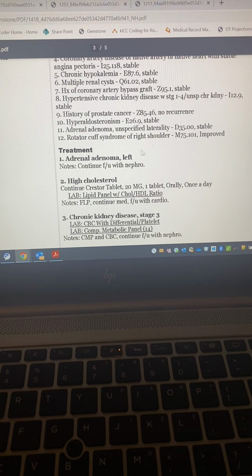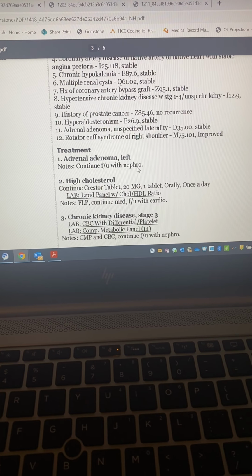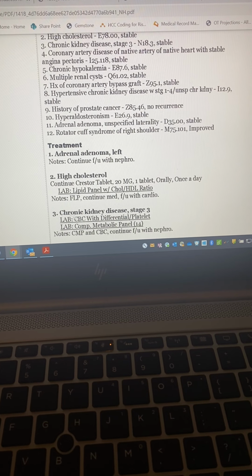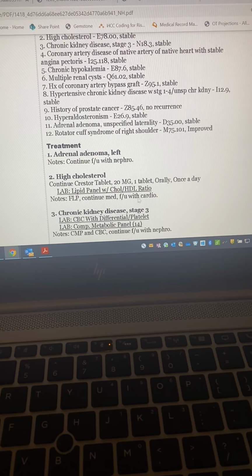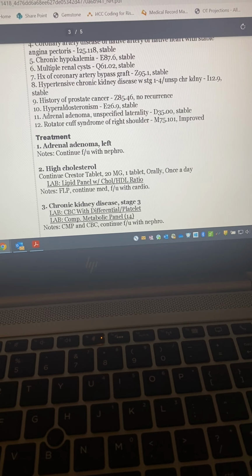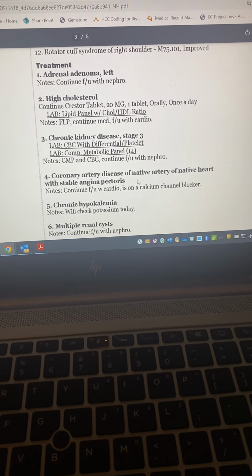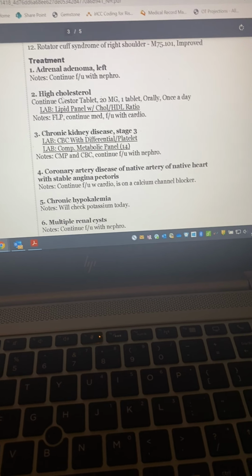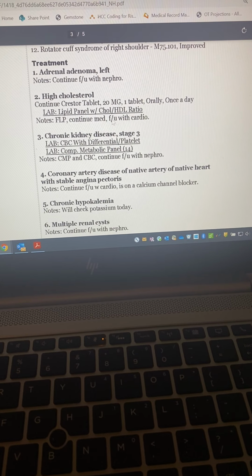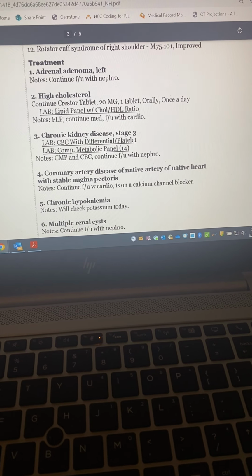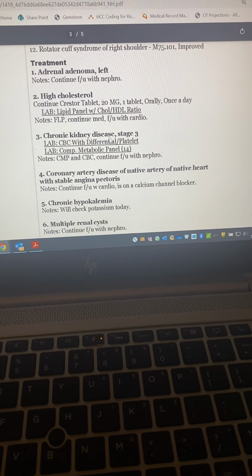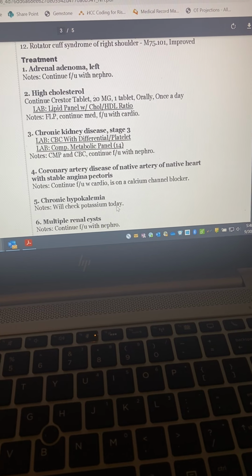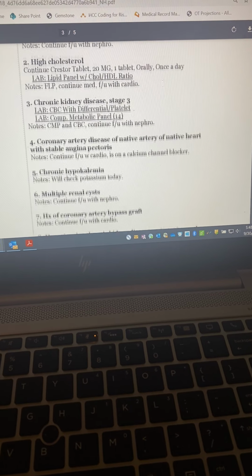For the adrenal adenoma, it's going to tell you to continue to follow up with the nephrologist, which is the kidney doctor. High cholesterol is telling you to continue your meds and follow with the cardiologist. Your chronic kidney disease, stage 3, is telling you to follow up with the nephrologist. So we see a few chronic conditions. We have high cholesterol, which is chronic. You have the chronic kidney disease, which is chronic. CAD is chronic. Then you see he has the chronic hypokalemia. You have a lot of chronic conditions.